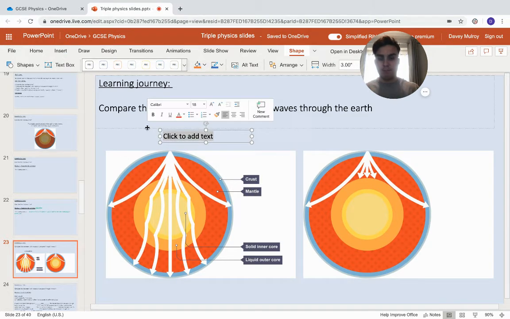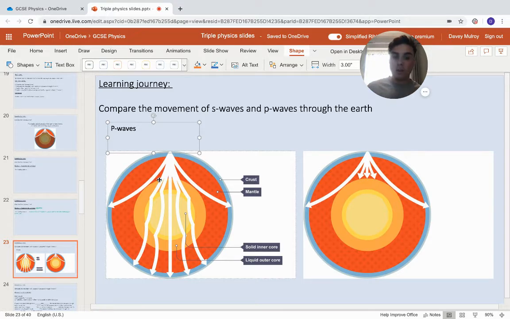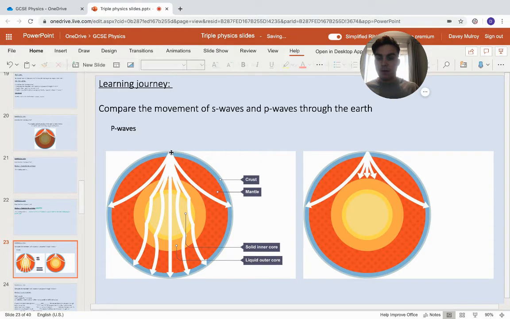So I've got P waves here on the left. I'm going to start with P waves to explain. The first thing you'll notice about P waves is that waves are not stopped at all, are they? We've got our earthquake at the tip of this here, and they go through the mantle, they go through the liquid outer core, and they go through the solid inner core. So they pass through the whole Earth. Oh, and I've spelled whole wrong there. Apologies.